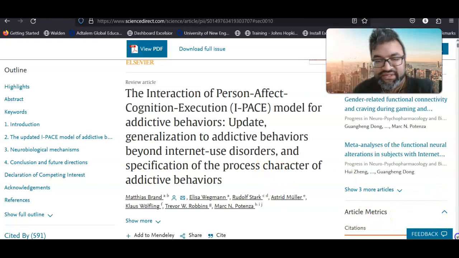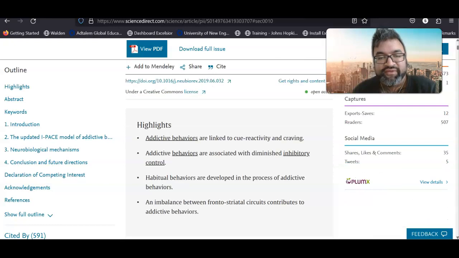So the internet use disorder is part of addictive behaviors and is linked to cue reactivity and craving. And then addictive behaviors are associated with diminished inhibitory control. That means that when addiction first starts, it doesn't start as habit formation. It actually starts by decrease in inhibition. So habitual behaviors are developed in the process of addictive behaviors. And so it's kind of like a vicious cycle, because habitual behaviors lead to addictive behaviors and vice versa.